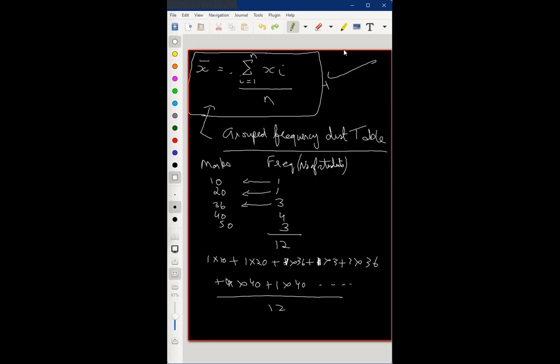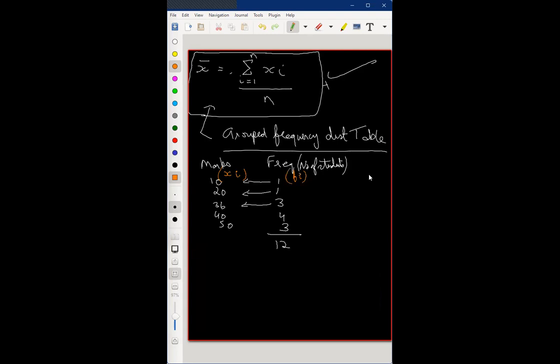So in this case, we have a new formula which we will be adopting. The first column we are going to name as x of i, and the frequency column we're going to label as f of i. Now we're going to make a new column called fi xi, which is nothing but the product of these two columns. So we get 1 into 10, which is 10, 1 into 20, which is 20, 3 into 36 is 108, 40 into 4 is 160, and 50 into 3 is 150.